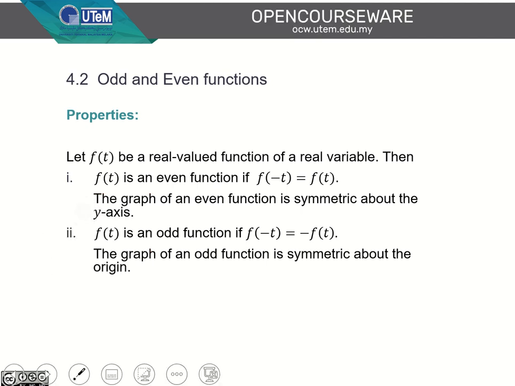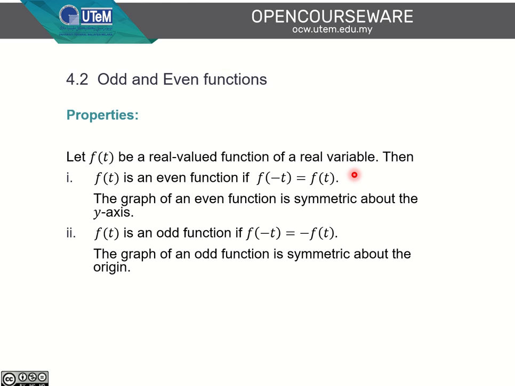So we're going to start with the properties of even and odd functions. Let f(t) be a real valued function of a real variable. Therefore, the function is an even function if f(-t) equals f(t). What does it mean? If you substitute t by -t, then it equals the original function. And the second property is the graph of an even function is symmetric about the y-axis.